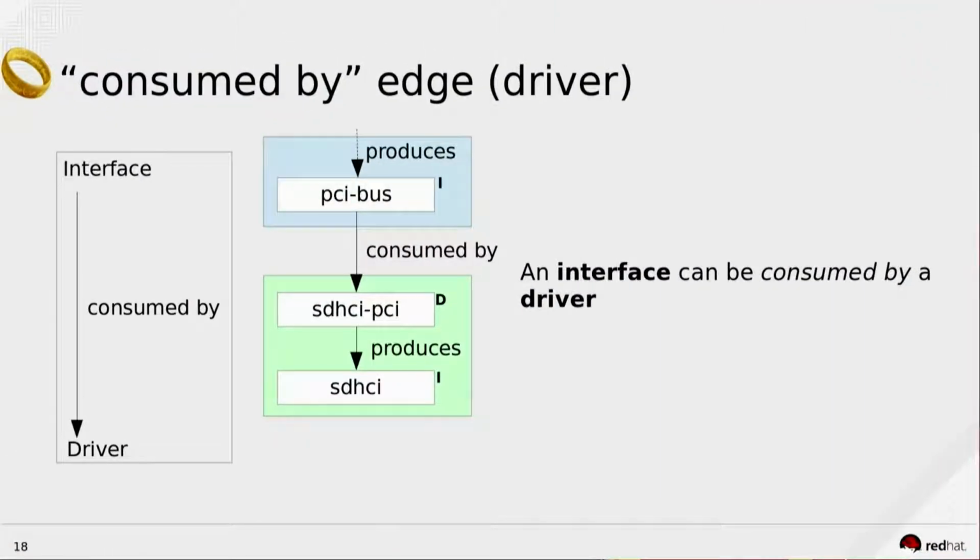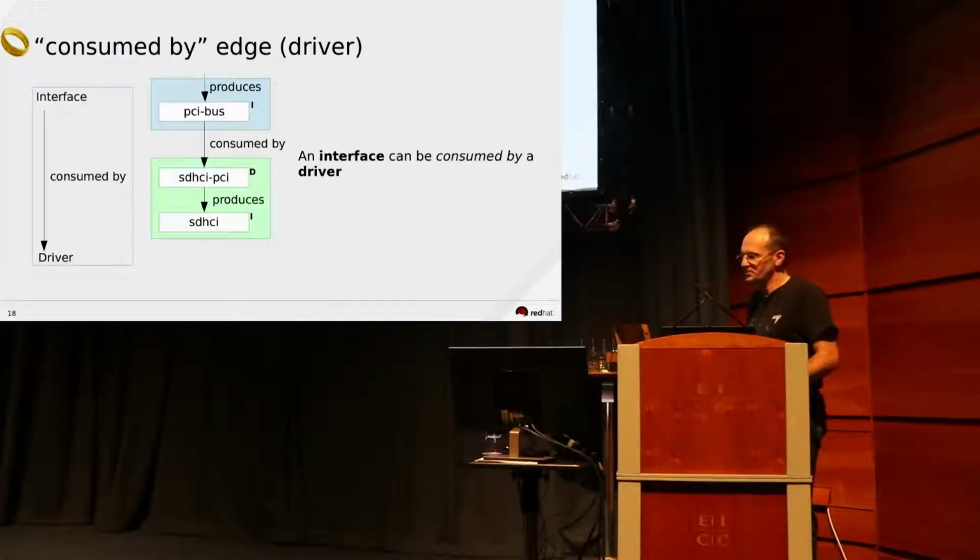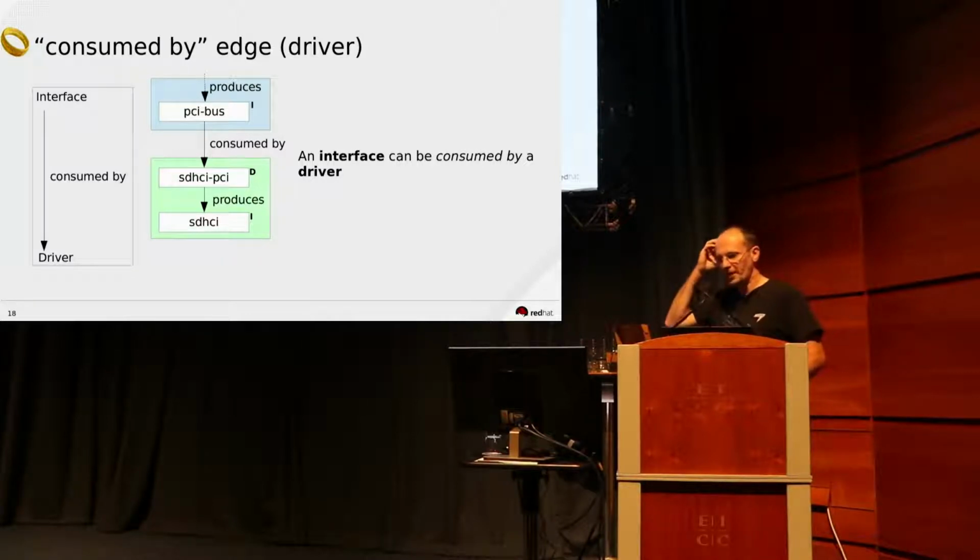So we also have the consumed-by edge. The consumed-by edge can be used in two cases. In the case of the PCI card, the PCI card consumes the PCI bus, which explains to the framework that we can plug a PCI card into this interface.